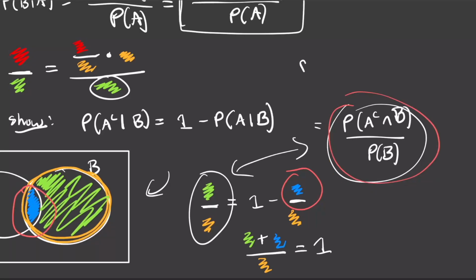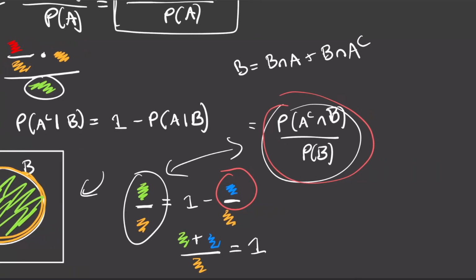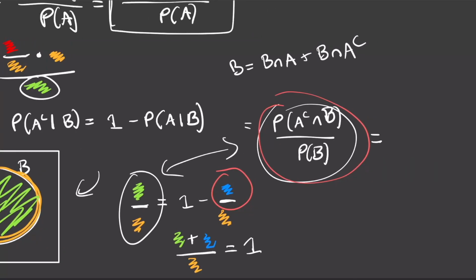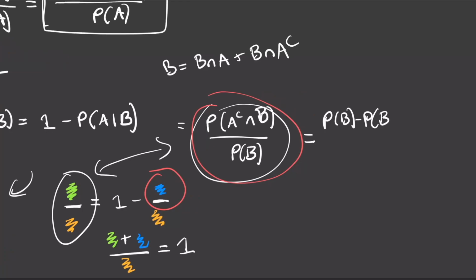In basic set theory, we know that everything in B can be broken up into the things that are in our set A plus the things that are not in our set A. So obviously when we subtract B intersection A from both sides, we get that B intersection A complement is equal to B minus B intersection A. So what does that tell us here? Well, it just tells us that the probability of A complement intersection B is just going to be equal to the probability of B minus the probability of B intersection A.